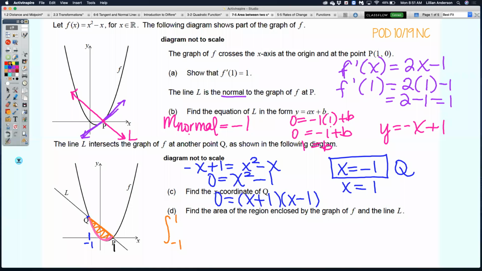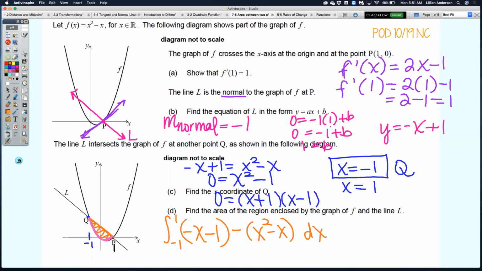So then it's going to be my line, which was negative x minus y, minus the curve on the bottom, which was the quadratic of x squared minus x. That's how we would set up the integral, so that way we can find the area between two curves. So it's from the start of the region to the end of the region. That represents your bounds. Then it's the top curve minus the bottom curve every time, okay?